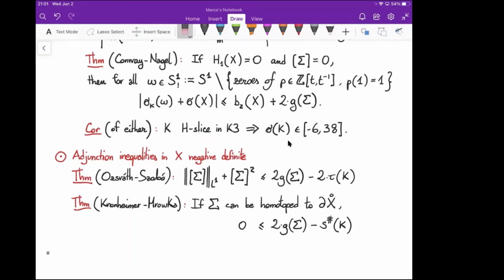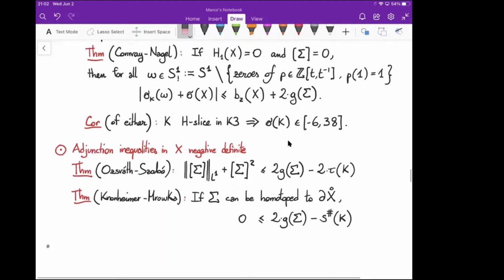If your surface can be homotoped to the boundary of your four-dimensional manifold, then you have the same inequality as before. So note here that if a surface can be homotoped to the boundary, then the homology class is 0, and so the left-hand side of the inequality is always 0. And S sharp plays the role of 2 tau here.